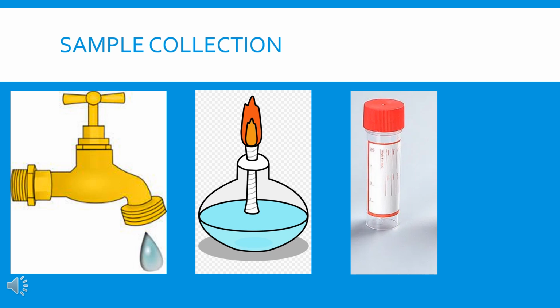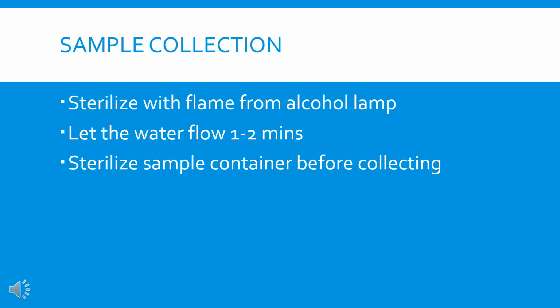For your sample collection, what we use is your sterile container with your small mouth and with screw cap. Okay, it must be colorless or clear for us to see it properly. Before collecting, you have to wipe first your faucet and then apply aseptic technique by using your alcohol lamp. So again, you have to sterilize it with the flame from your alcohol lamp, and you have to let the water flow for at least 1 to 2 minutes before collecting your sample.